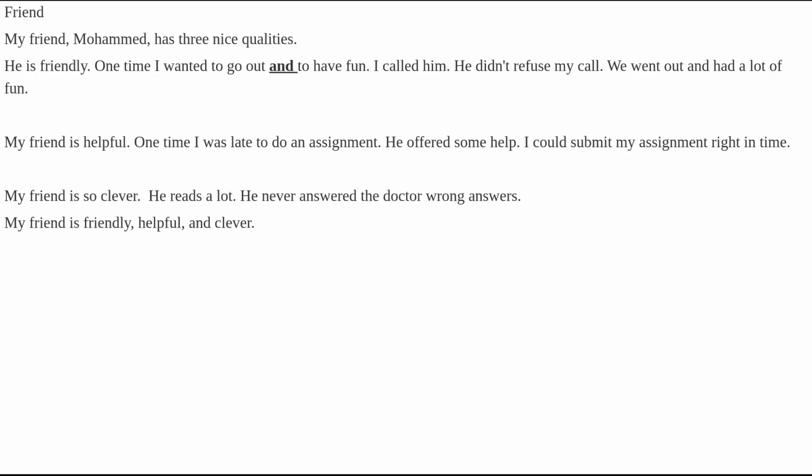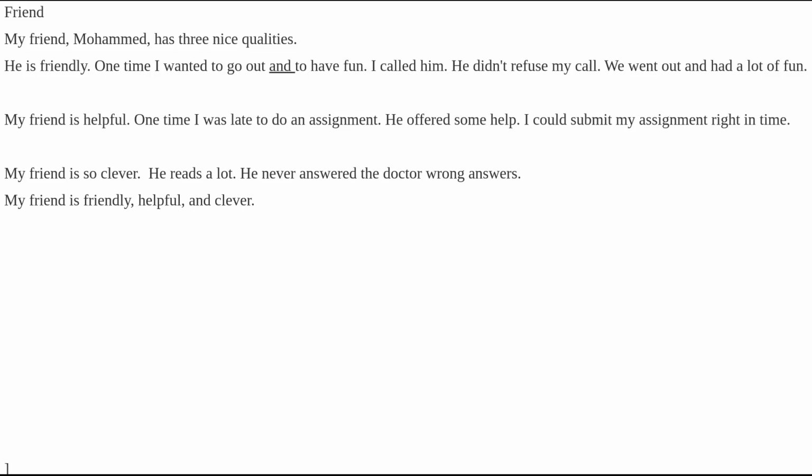Right now, I'll be checking some grammar. My friend Muhammad has three nice qualities. Okay, there are no problems here. He is friendly. One time I wanted to go out. I will be removing the bold and the underline because it is forbidden in academic writing. And to have fun, I called him. He didn't refuse my call. We went out and had a lot of fun. Okay, this is the first quality.